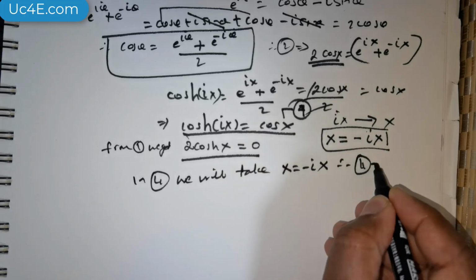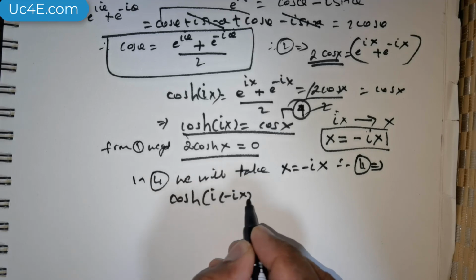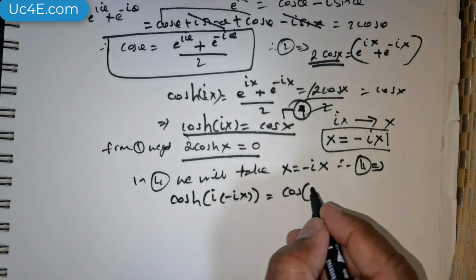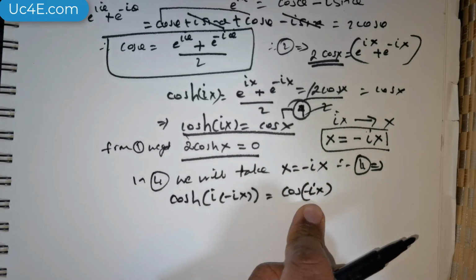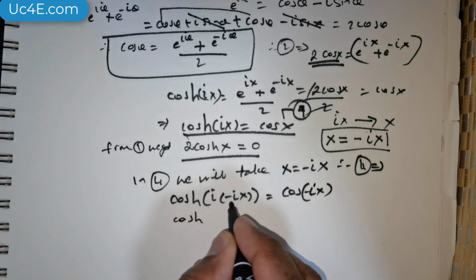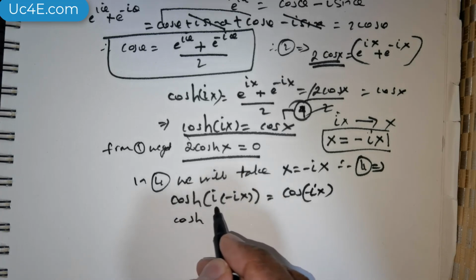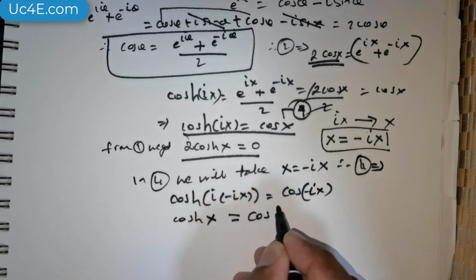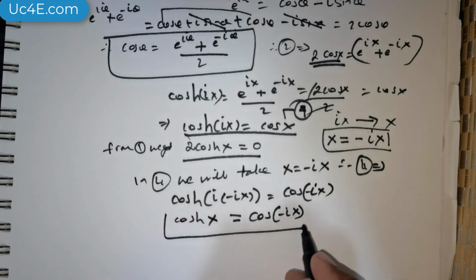So therefore 4 can be rewritten as cos of i times negative i times x is equal to cos, in place of x it is going to be negative i times x, right? This is what we've got. Now clearly, what is this? i into i squared, we got a negative 1, i squared is minus 1, so there is already a negative sign, so this is going to give me cos x. So cos x is now equal to cos of negative ix. So this is exactly what I need.